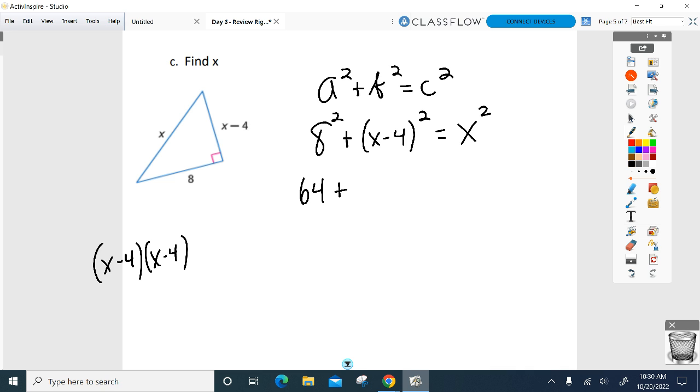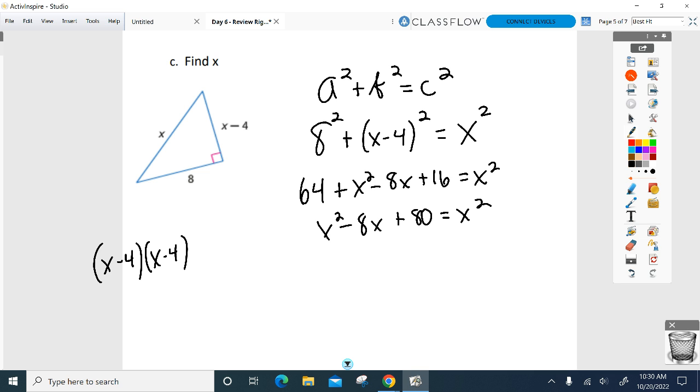X squared minus 8x plus 16. Good job. X squared minus 8x plus 16 equals x squared. Let's clean it up a little bit on the left because I see 64 and 16 I could combine. X squared minus 8x plus 80 equals x squared. So I add the 64 and the 16.